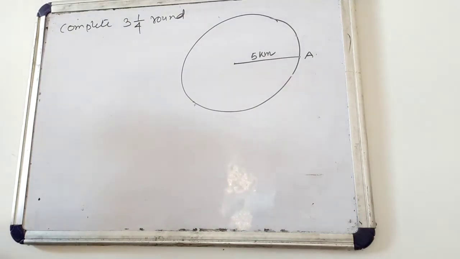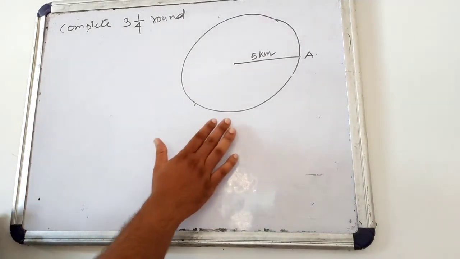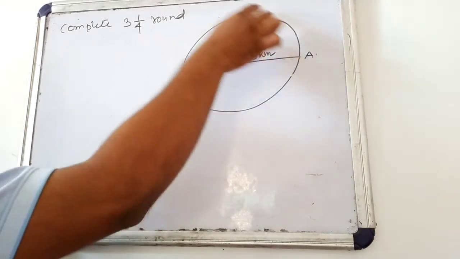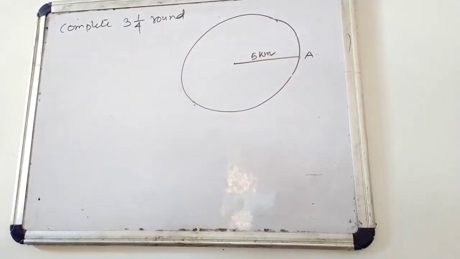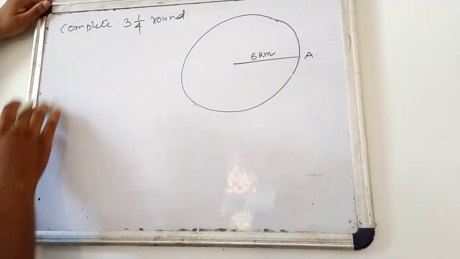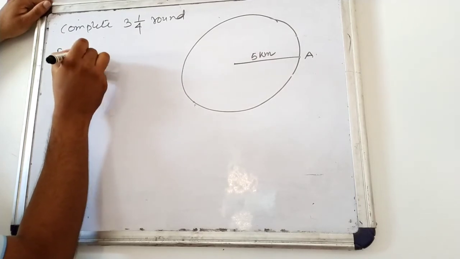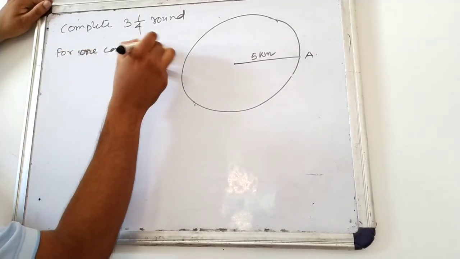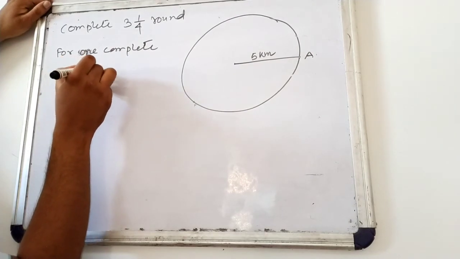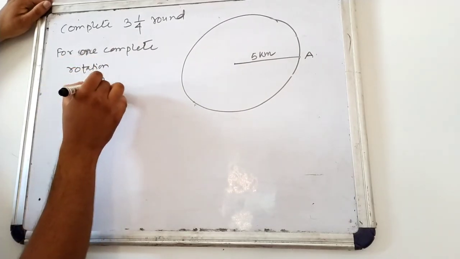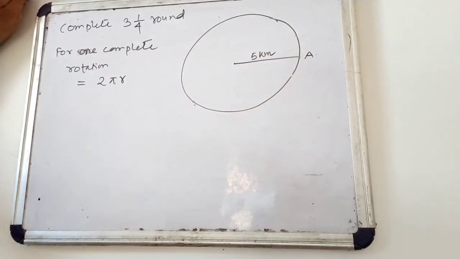Okay, so for distance we have to calculate the total distance the rider travels, and for displacement we have to calculate the shortest path between the initial and final position. Okay, so since this is a circular path, in one complete rotation it will travel a distance of 2 pi r, that means the perimeter of the circle.